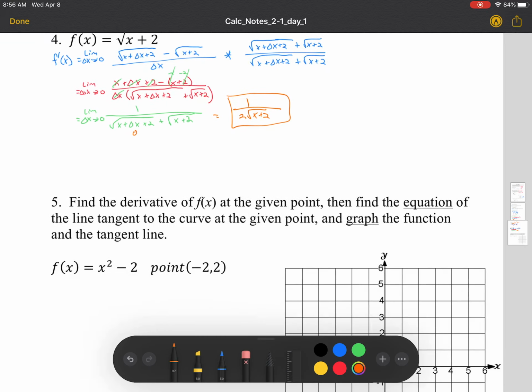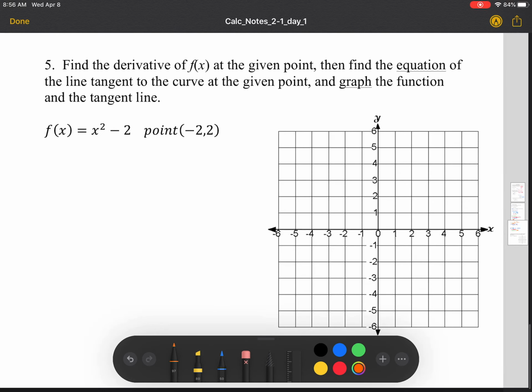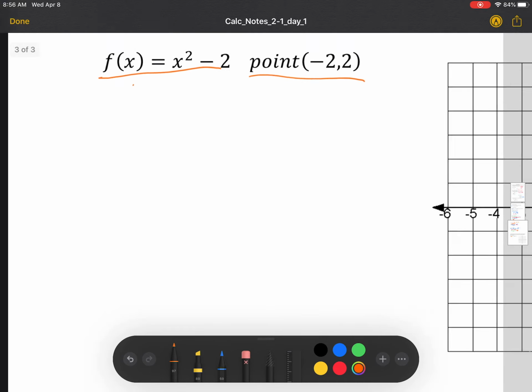Easy enough. Now, we are headed on down to big boy problem 5. There's a decent amount of work with this one, so I'll try to keep it clean. If I have to go to another page, I will, but let's just try to make this work for now. It says find the derivative of f of x at the given point, then find the equation of the line tangent to the curve at the given point and graph the function and the tangent line. So first things first, we're finding the derivative like we've been doing.